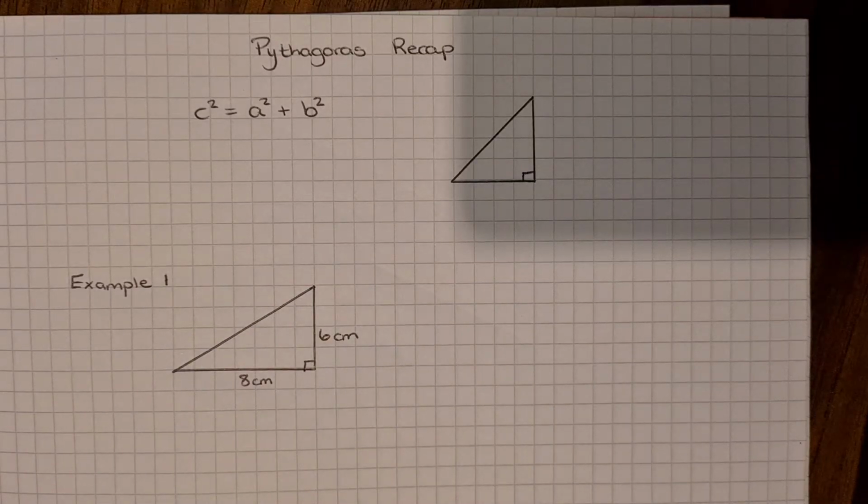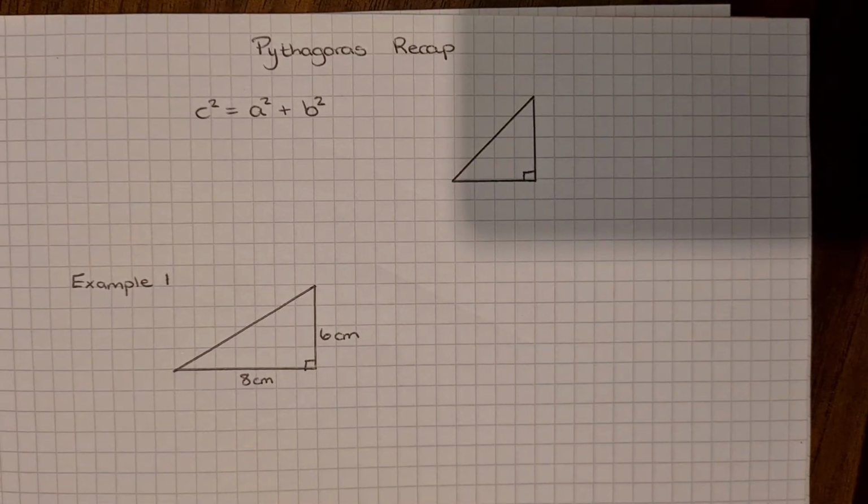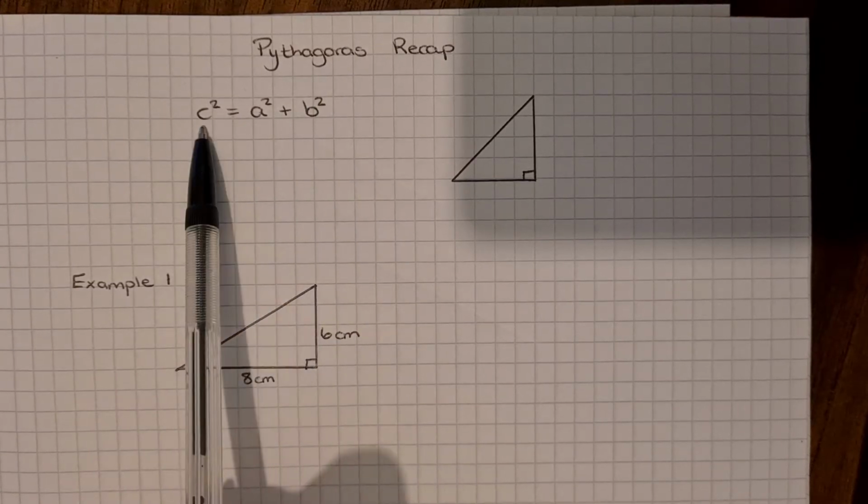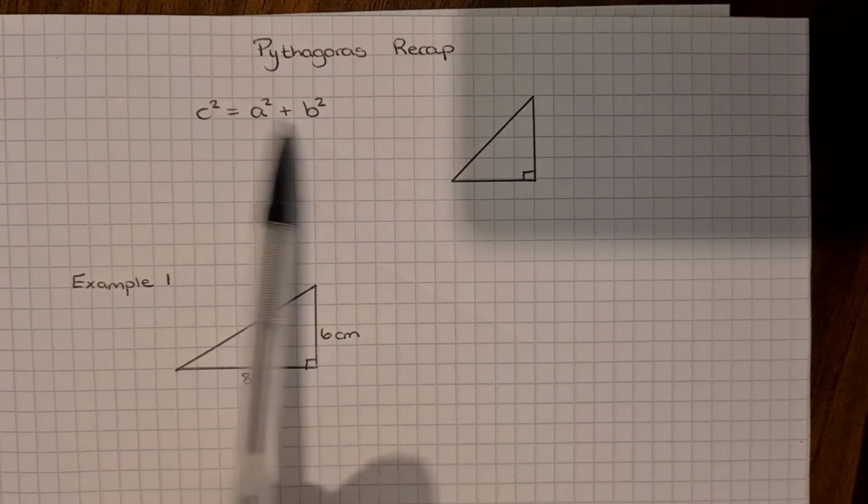Okay, we're going to do a Pythagoras recap. We did start this before the holidays, but I can't remember how much we did, so we'll just start from the beginning. So Pythagoras' theorem is here, c squared equals a squared plus b squared.